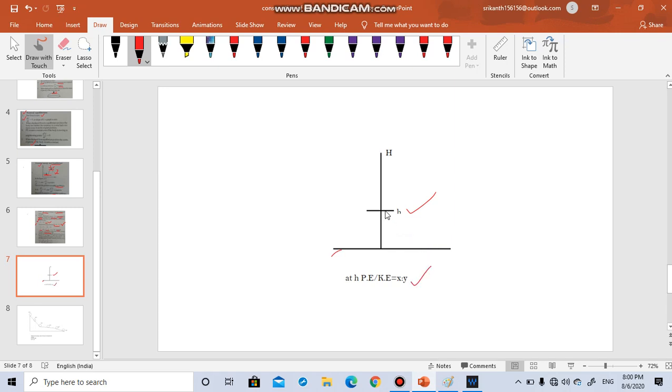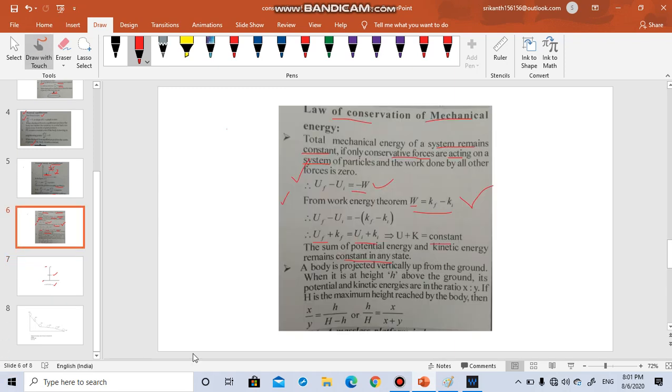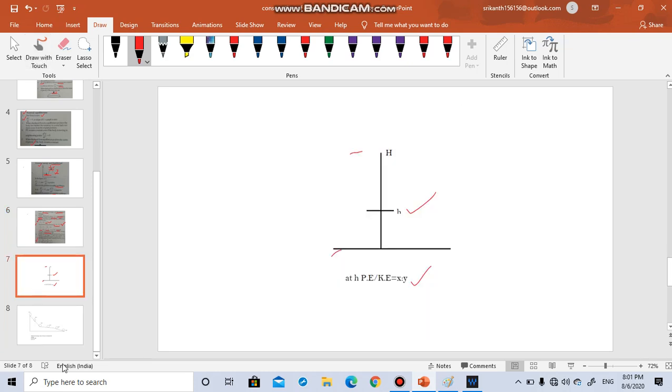Now because the object is going with some thrust, it will go to its maximum height. The object is thrown with some thrust, I applied force and threw it upward, so it will go up to some maximum height. Let us say it is capital H. So in that situation you can remember x by y is equal to small h divided by capital H minus h. This is one very useful result, often useful in numericals.